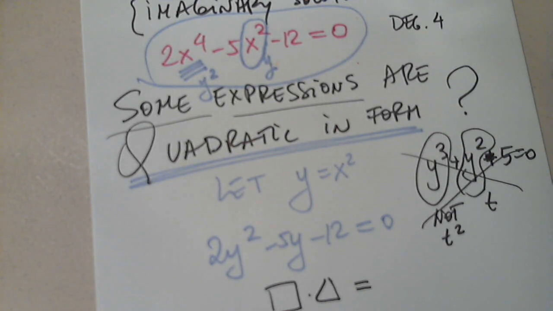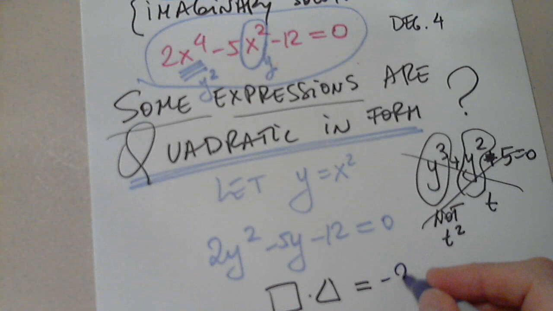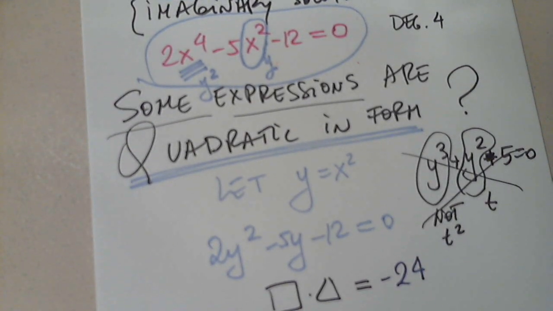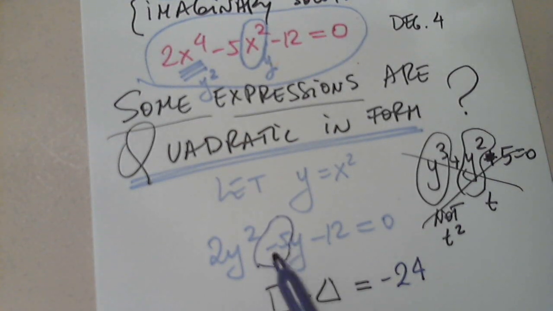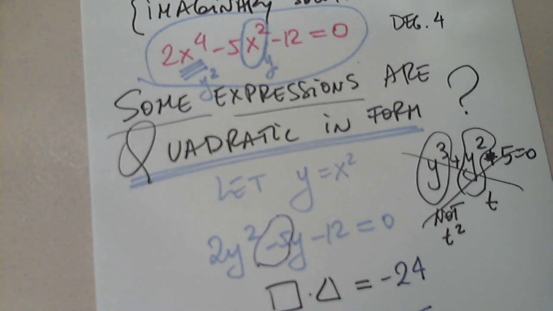Can anyone tell us the product? Negative 24. The product is indeed negative 24 because I have to involve the leading coefficient. 2 times negative 12 is negative 24. Excellent. And then the sum, that never changes. And remember, we take the numbers with the sign in front. So the sum is negative 5. I need two numbers whose product is negative 24 and whose sum is negative 5.